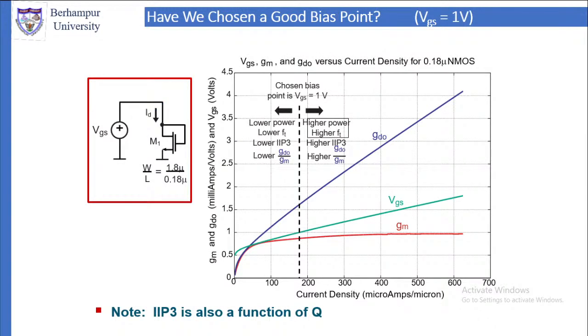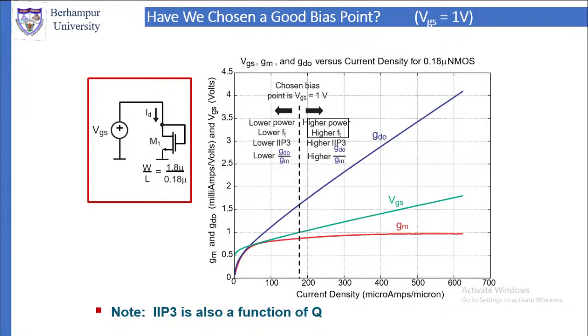Now, the next question is whether you have chosen a proper bias point for the amplifier to operate. That is the most important part, the bias point. The chosen bias point is VGS = 1 volt. That is the bias that we have taken for this design.